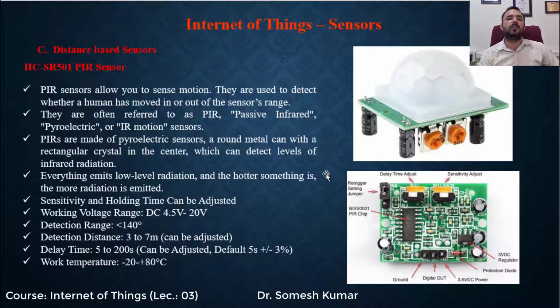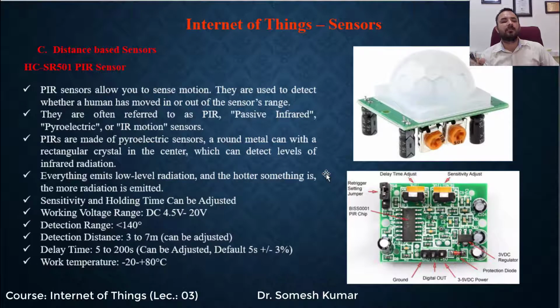So basically the next one is our HC-SR501 PIR sensor. PIR means passive infrared sensor. Why is it called the passive infrared sensor? Because in this passive sensor there is no transmitter. Fine. So the PIR sensor allows you to sense motion. Basically all objects transmit some infrared rays. Fine. And this sensor receives those infrared rays and gives the output accordingly.